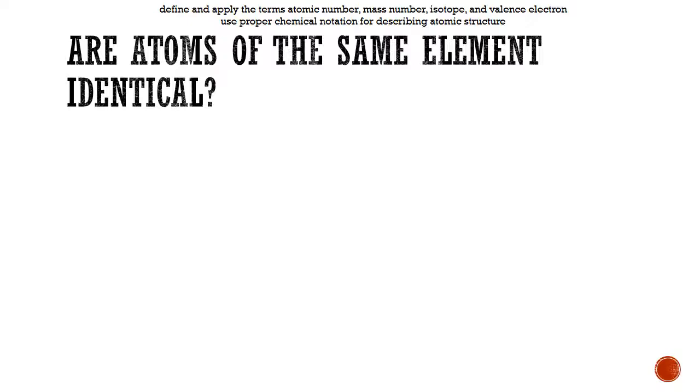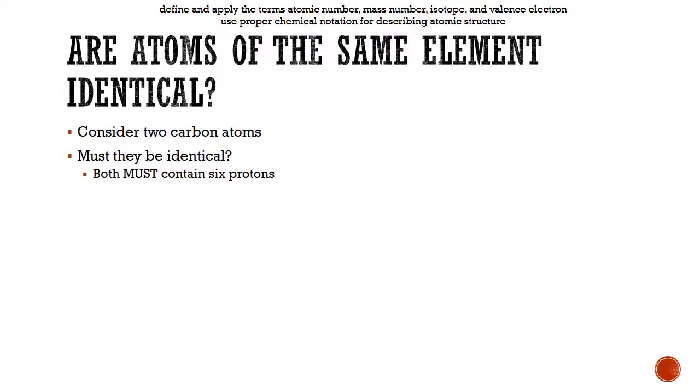Are atoms of the same element identical? I want you to consider 2 carbon atoms here. Must they be identical? Well, they both must contain 6 protons because they're carbon. The atomic number is 6, so they have to have 6 protons. Assuming they're both neutral, they would both have 6 electrons because you have to have the same number of electrons as protons for the charges to cancel.